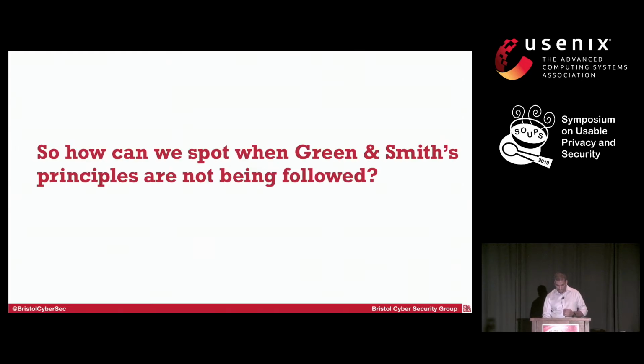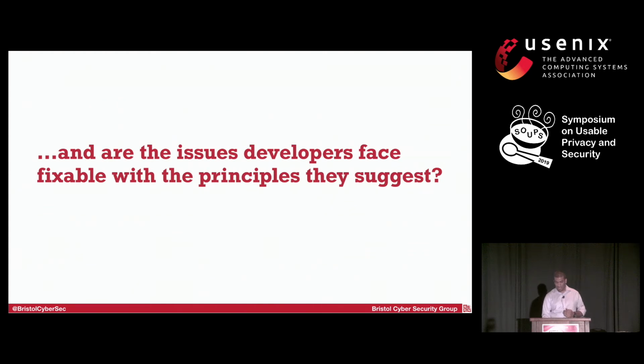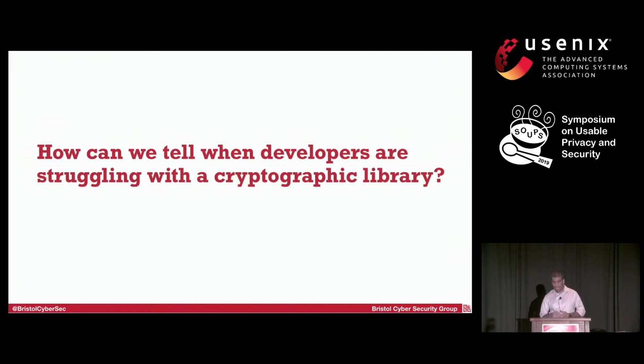So how can we spot when Green and Smith principles are not being followed? And what are the issues developers face? And are the issues developers face fixable with the principles they suggest? And how can we tell when developers are struggling with the cryptographic library?